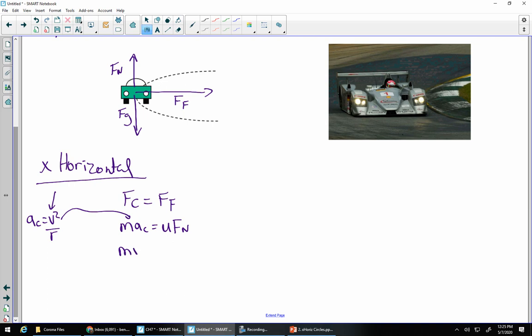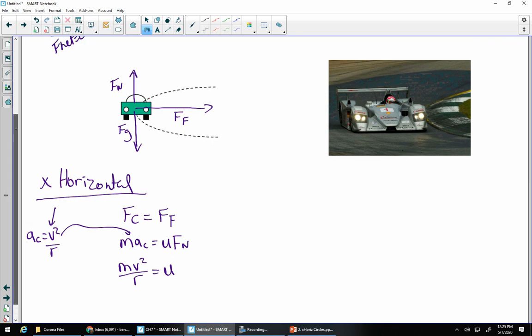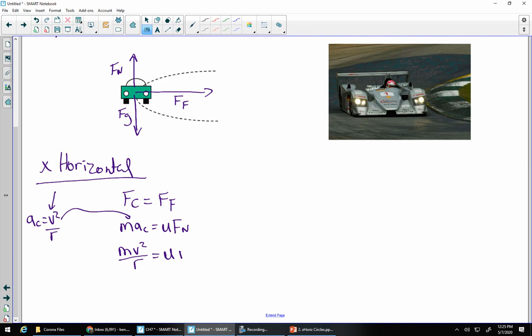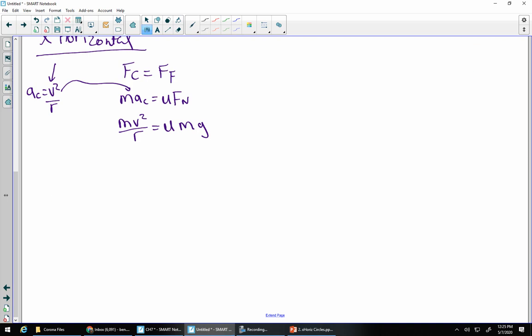So m times v squared over r, where v squared over r is just AC. Now I need to expand on my force of friction one more time. So mu times Fn, well, we know from way back up here, Fn is the same thing as force of gravity, and I know that force of gravity is mass times gravity. So instead of Fn, I'm going to put m times g. Now some of you are going to start to see this where you're like, oh yeah, okay, I see why we don't need mass. So let's rearrange and let's solve for v squared.